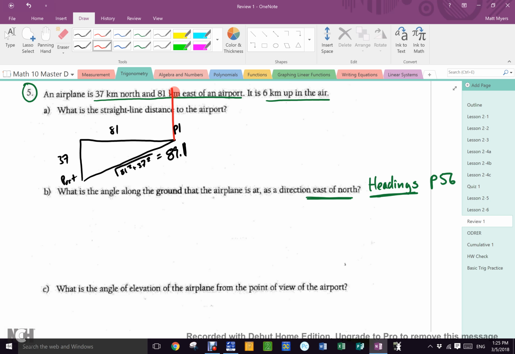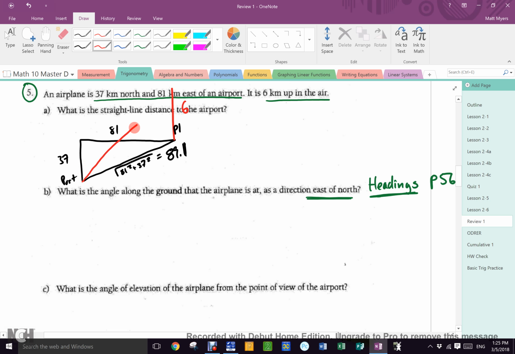But so, how far up is the plane? 6 kilometers. Okay, there we go. So the plane is up here, yes? Has the airport moved? No. The airport is not in the sky. It is not a skyport. The airport is on the ground.